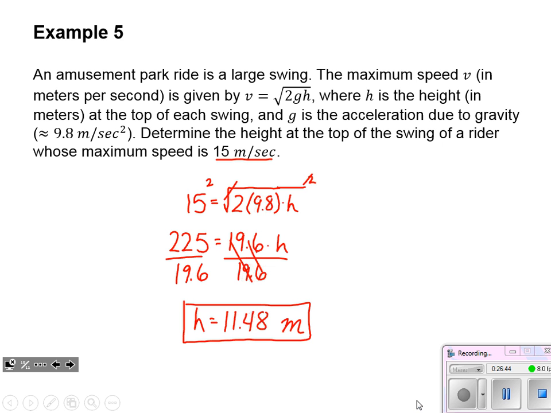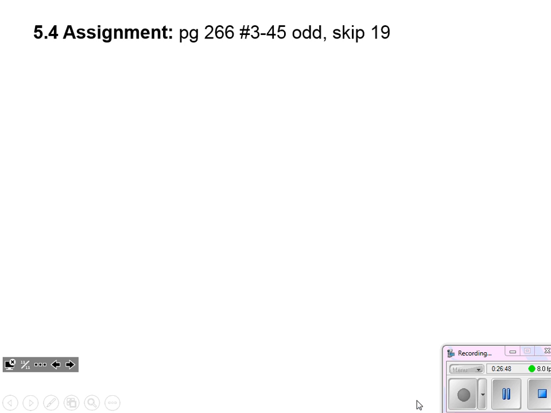So pretty tall swing. Here's a look at your homework assignment for this section.